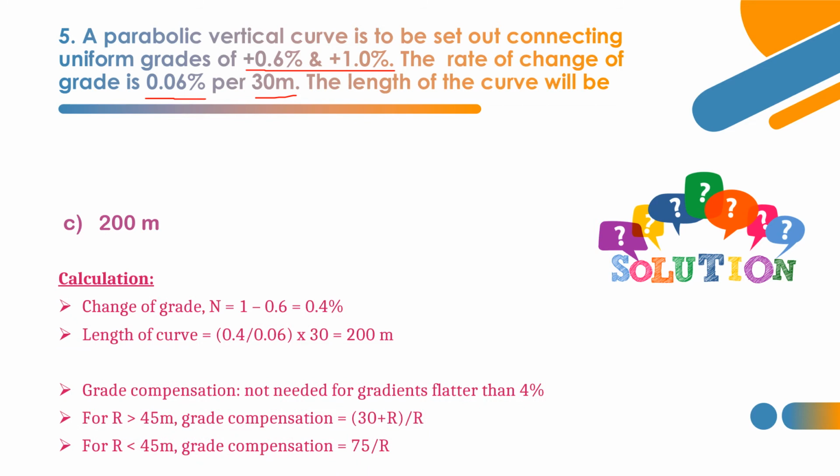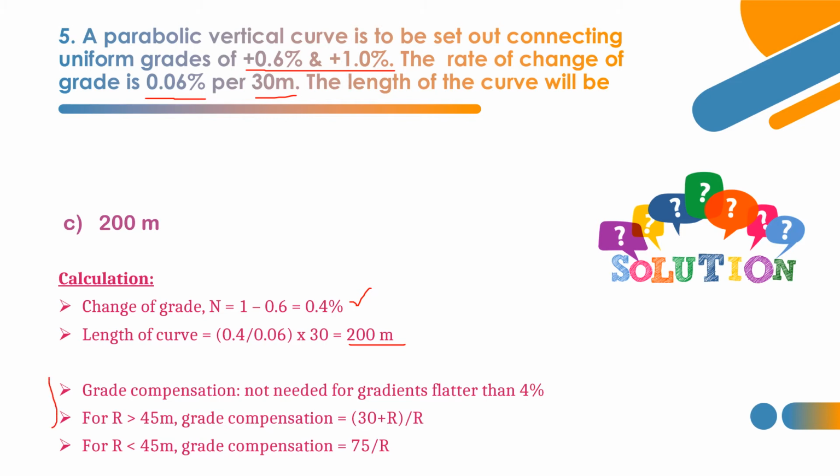Change of grade is nothing but 1 minus 0.6, capital N, or we can say deviation. N is 1 minus 0.6, so 0.4 percent, and the rate of change of grade is 0.06 percent per 30 meter. For 0.4 percent, what is the length? So 0.4 divided by 0.06 into 30 gives the answer as 200 meter. So this is a simple problem.